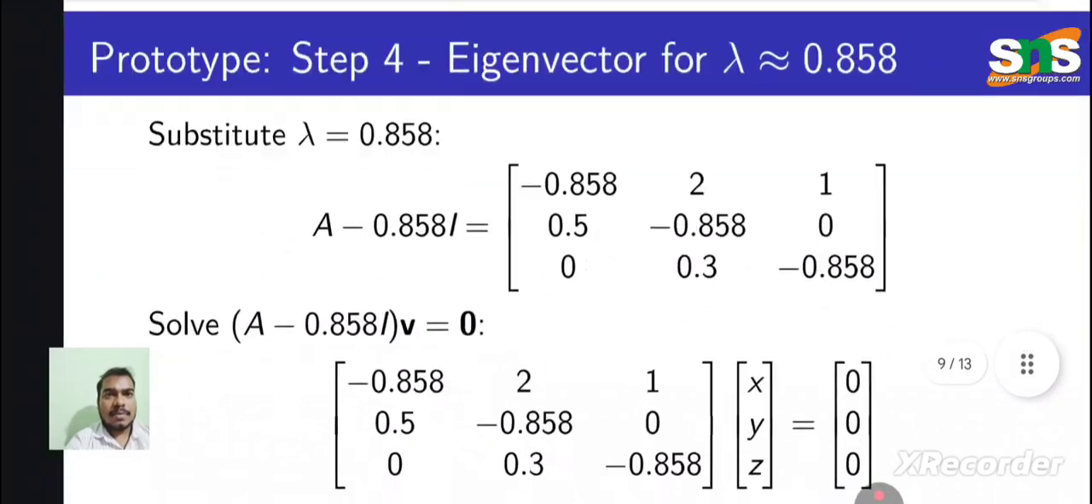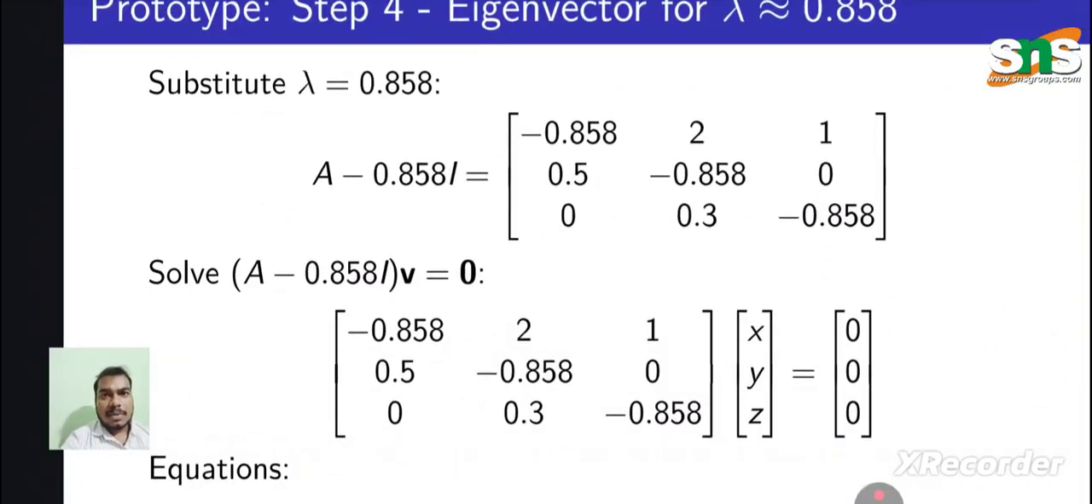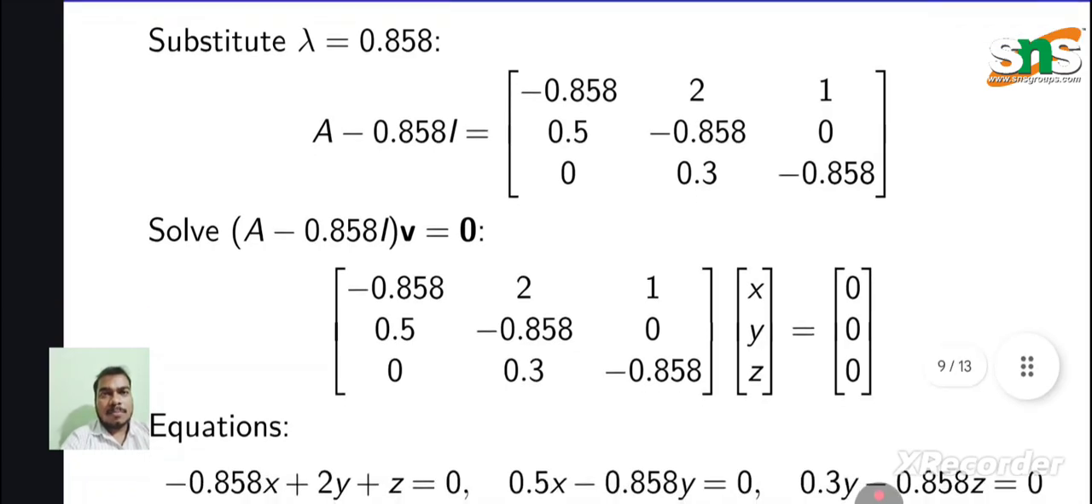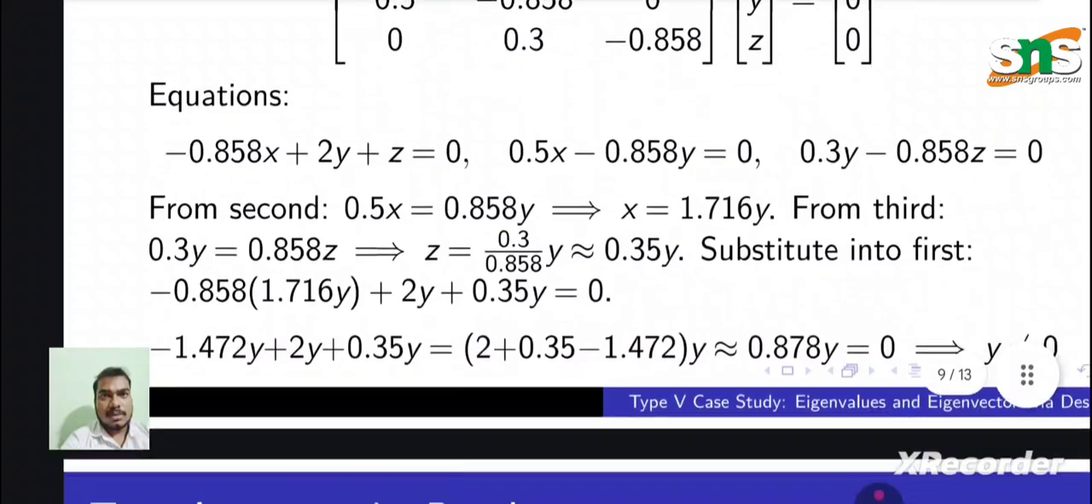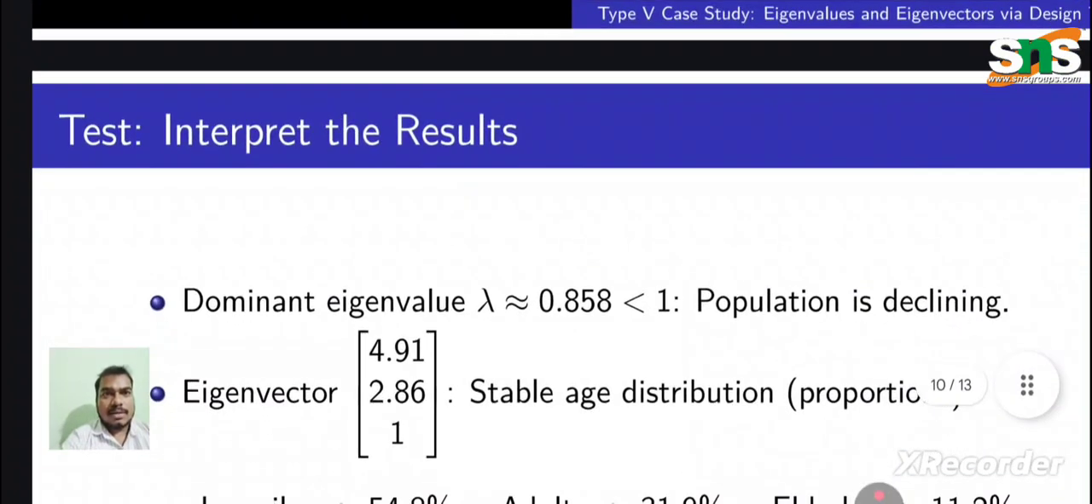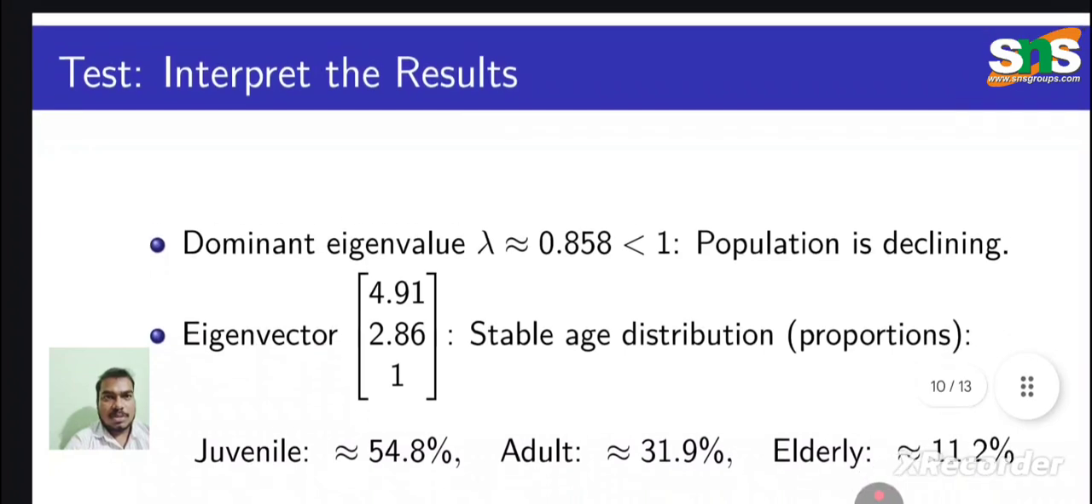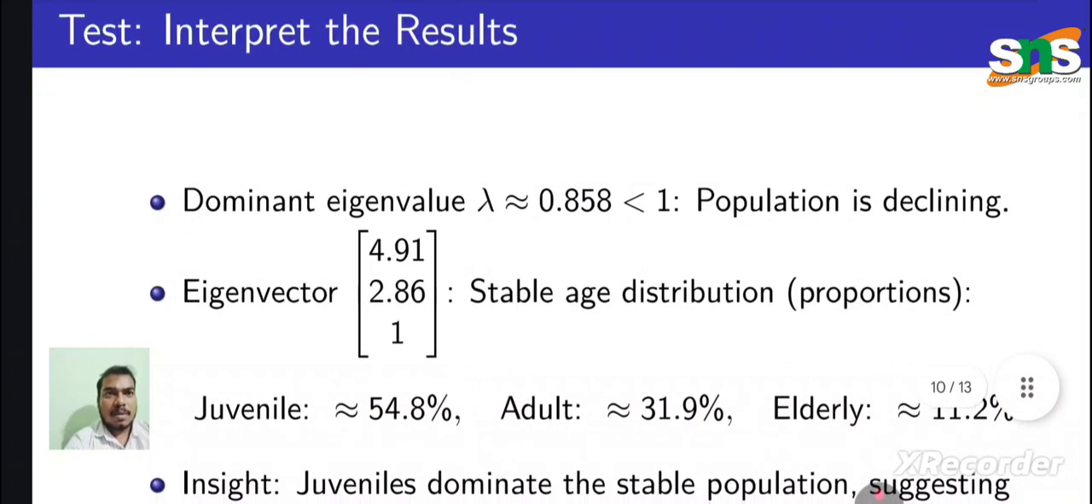So from these lambda values, we take the dominant positive value, 0.858. For this lambda value we find the eigenvector. The eigenvector is 4.91, 2.86 and 1, which is the stable age distribution. Lambda is the eigenvalue.